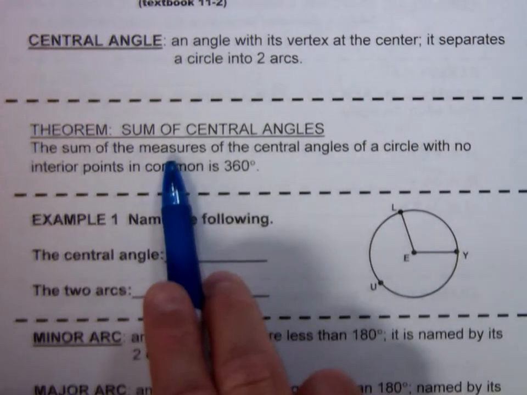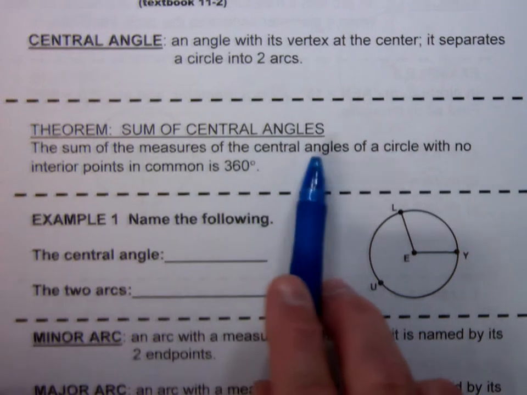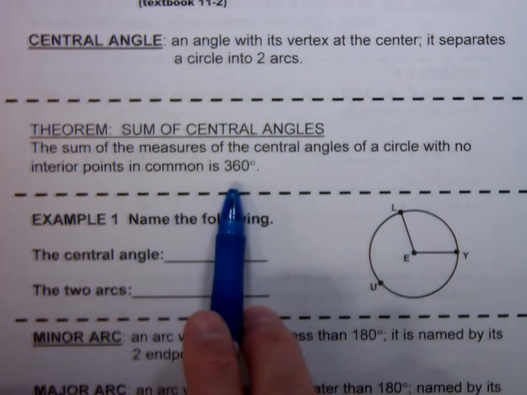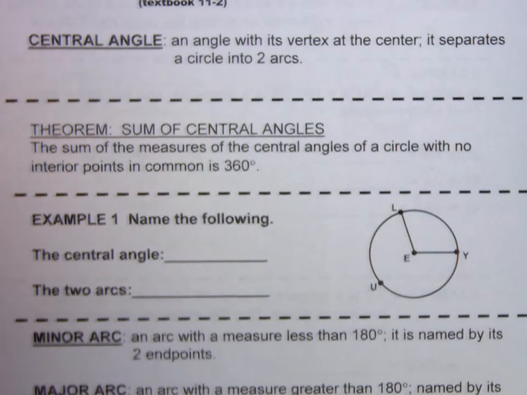And in every circle, the sum of the measures of the central angles is 360. All the central angles add up to 360, as long as they're not overlapping and sharing interior points. If you take all the central angles and add them up, it should be 360.